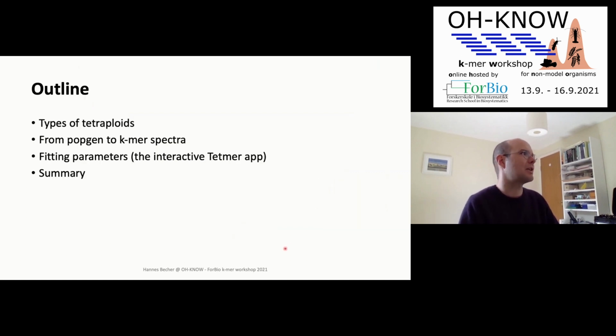As a little outline, we'll start with talking about two types of tetraploids, and you are probably anticipating what these types are going to be. Then I want to approach what K-mer spectra are like, starting from population genetics, thinking about popgen, and getting to K-mer spectra. Then I want to talk about fitting parameters to K-mer spectra, using my interactive Tetma app. And in the end, there's a little summary.